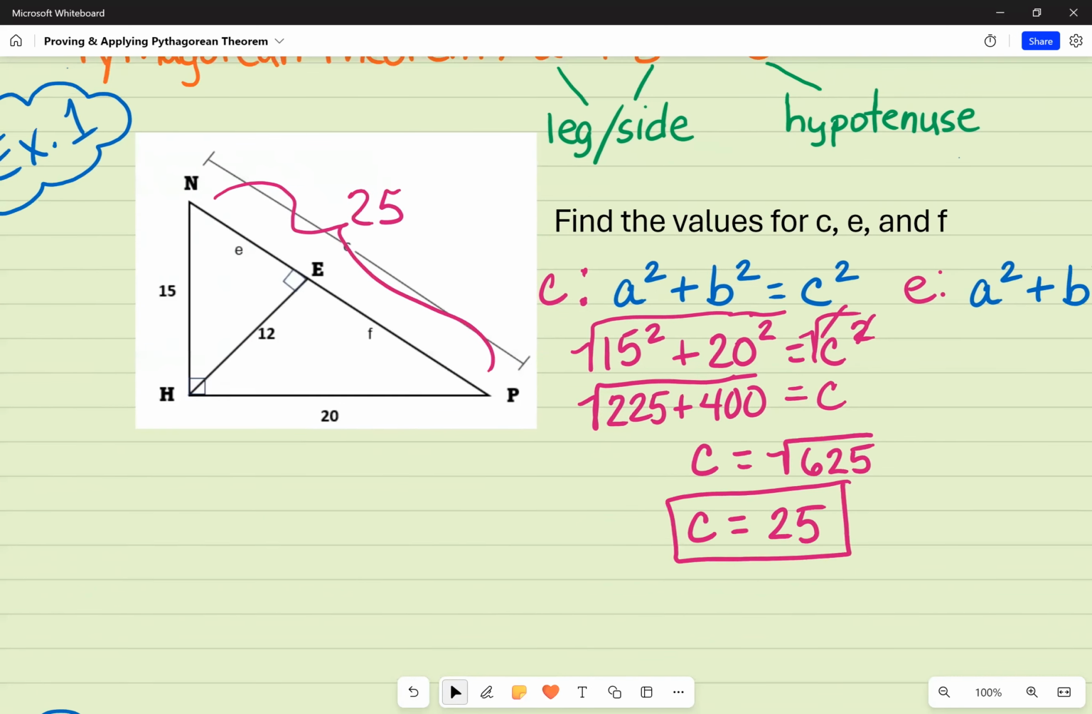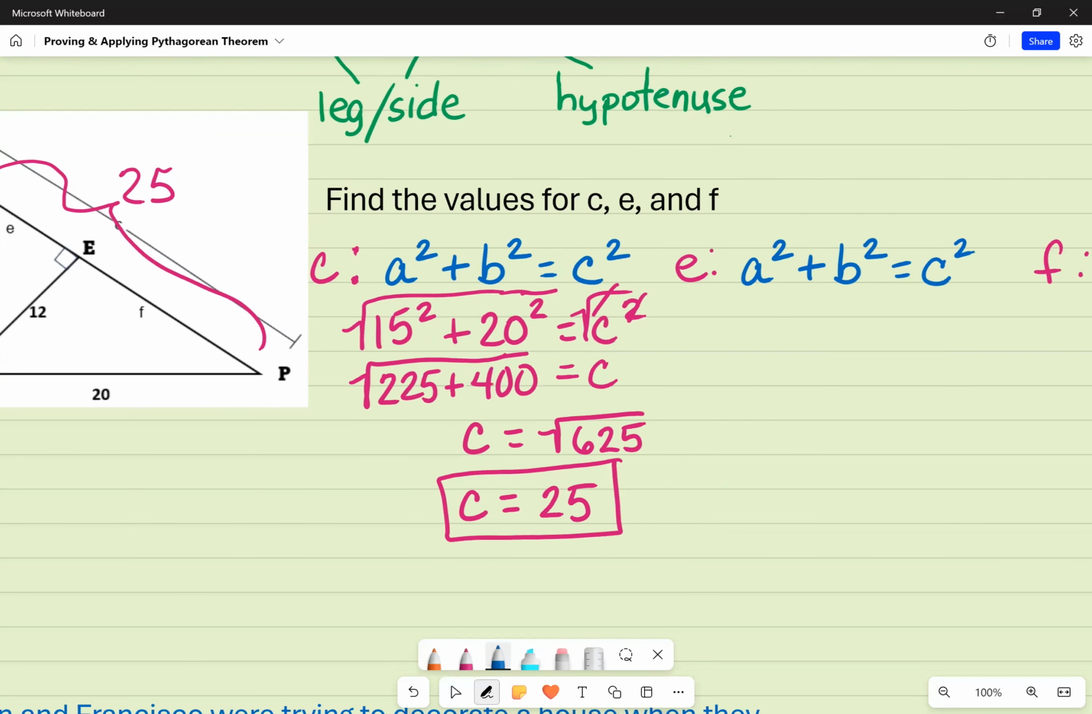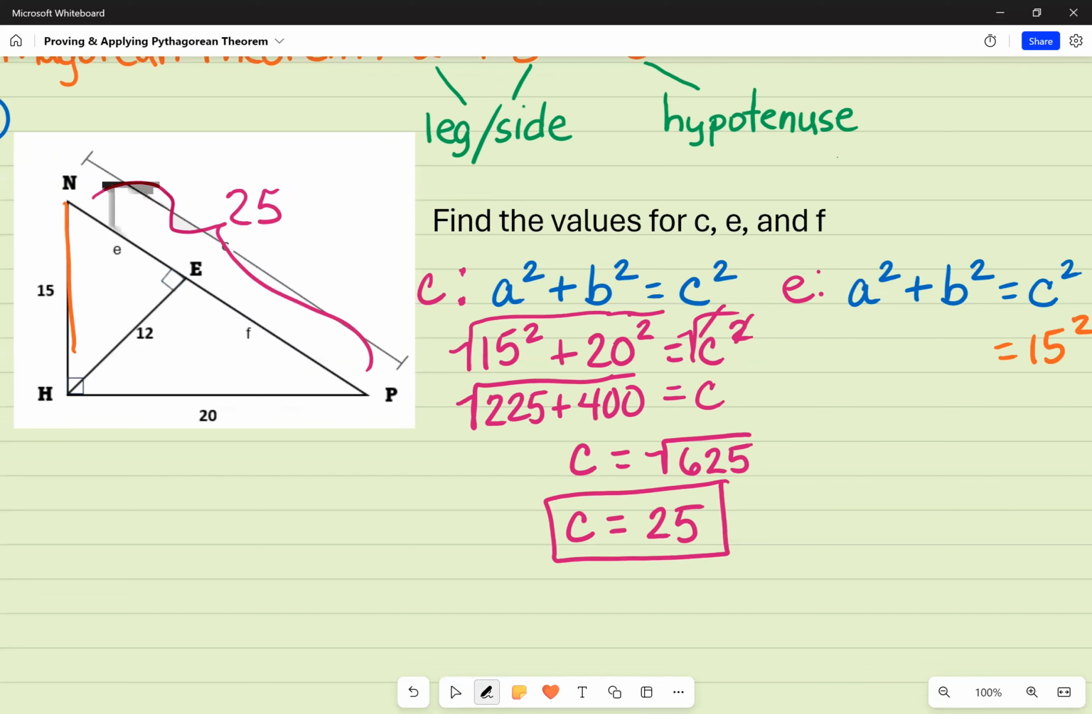So now I want to go ahead and find e. Well, for e, I'm only looking at this triangle. And again, I notice directly across from my right angle is my hypotenuse, which is 15. So I can go ahead and fill that in. So I am going to put 15 squared on this side. And what else do I know? I know that I have a leg that's 12, and then I don't know what e is. That's what we're trying to find out.